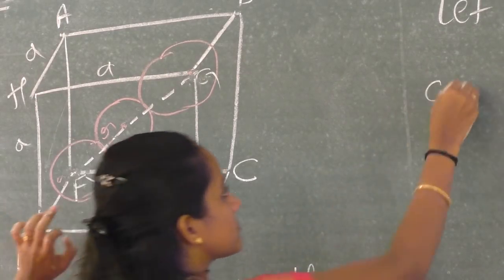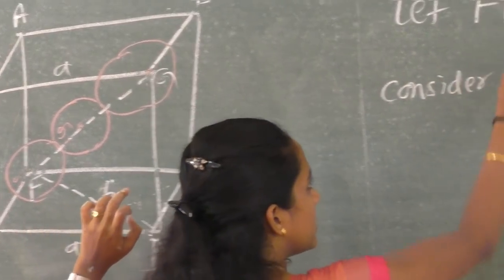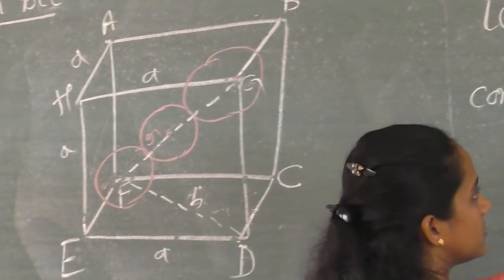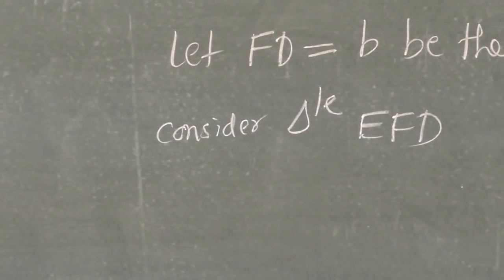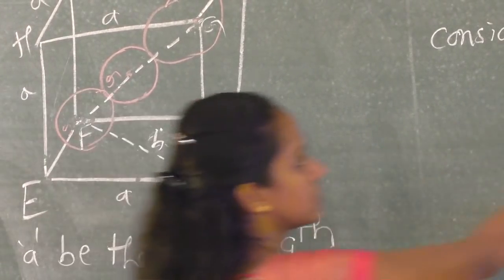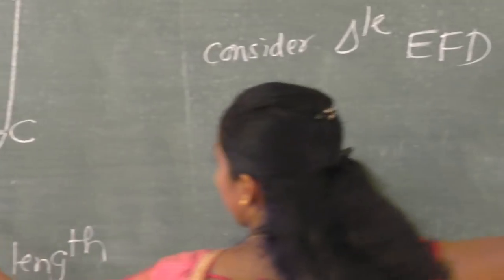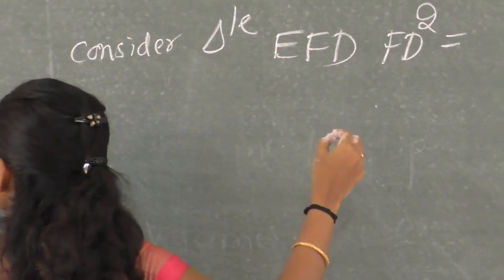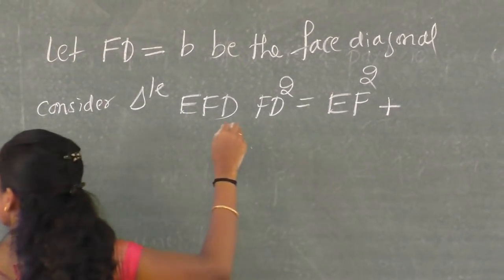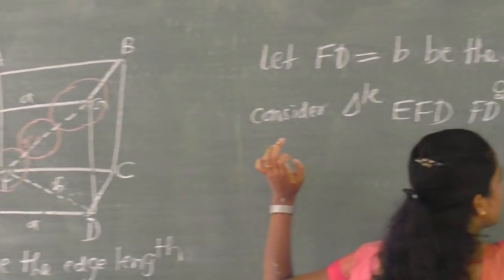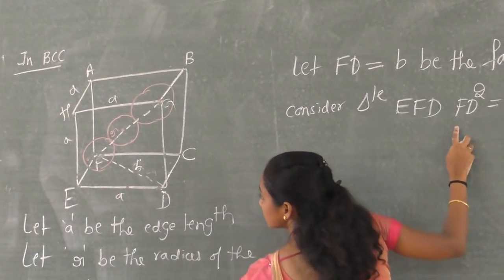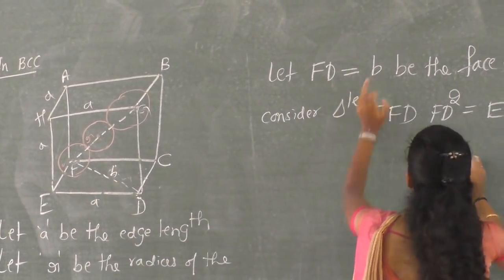So consider triangle EFD, apply Pythagoras theorem. In EFD, we can write FD square is equal to the sum of the squares of the other two sides, that is EF square plus ED square. What is the value of FD? I have written here, FD equal to B.